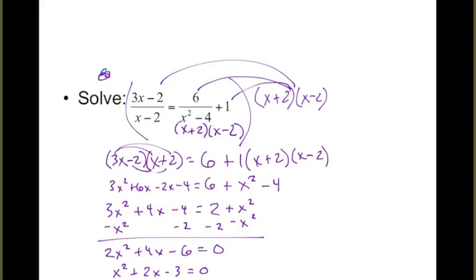Then to factor this, we're looking for what multiplies to make negative 3 that adds to make positive 2. So it'd be a plus 3 and minus 1. And our solutions are then the opposites of those factors, negative 3 and positive 1. Double check, and neither one of them makes us divide by 0, so they are both good solutions.